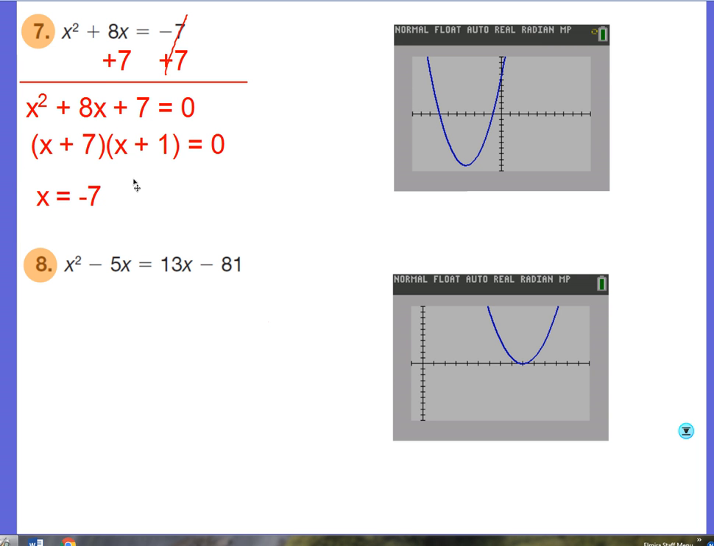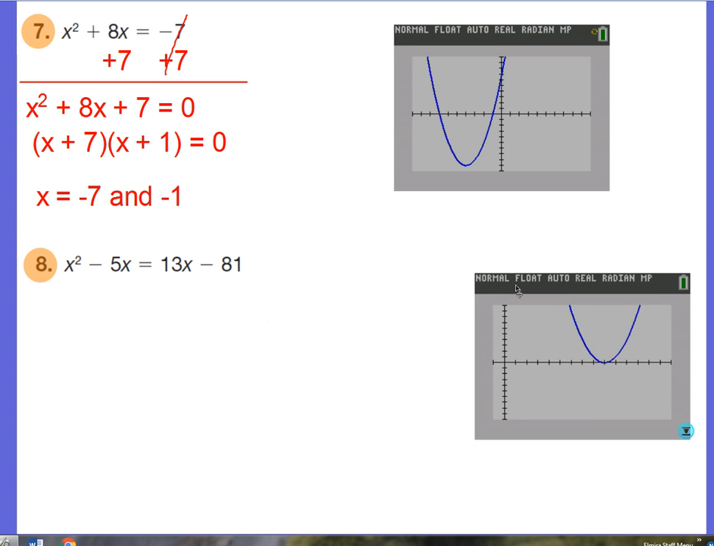That would be -7. So a -7 and a +7 would zero out that factor, and we would get a 0 answer. Also, a -1 here would zero out that factor and give me a 0. And on the graph, I can see -1 and -7 are my roots. So I had to move the -7 to the other side of the equal sign, change his mind, change the sign. All right, number 8 is a toughie.